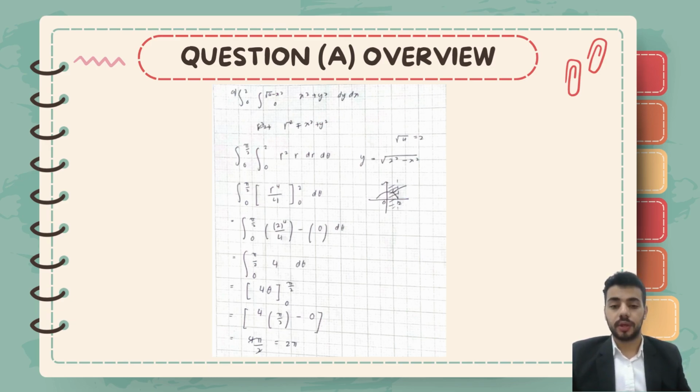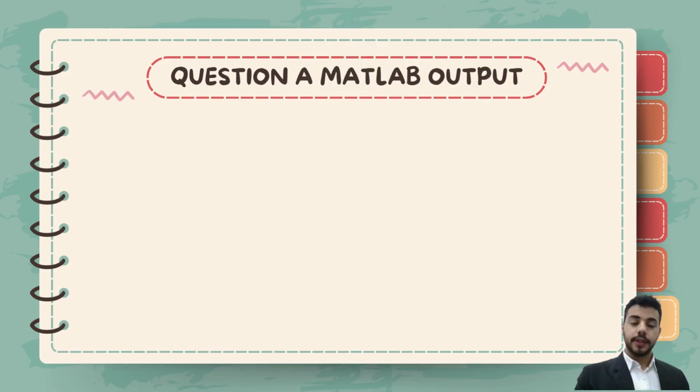So the integral will become 0 to pi over 2, 0 to 2, r squared r dr d theta. Then we substitute normal integral. Then we will get the final answer 2 pi. So after we finish the manual calculation, we move to the software.